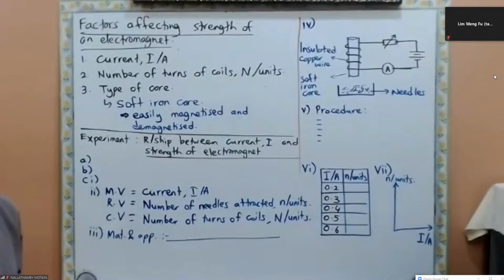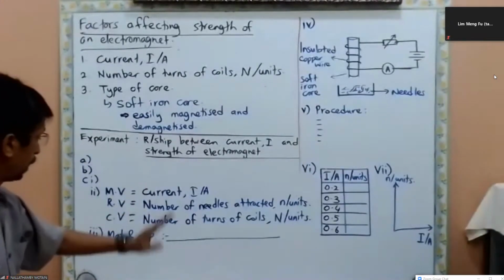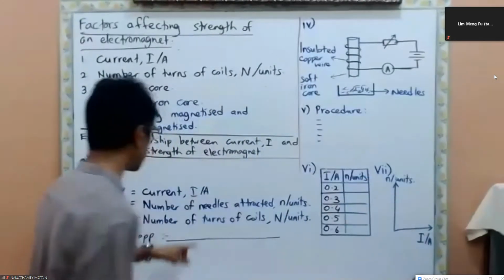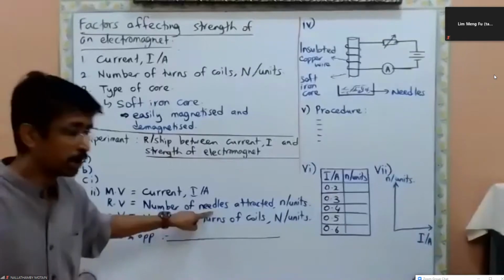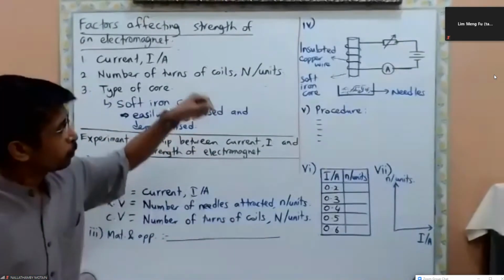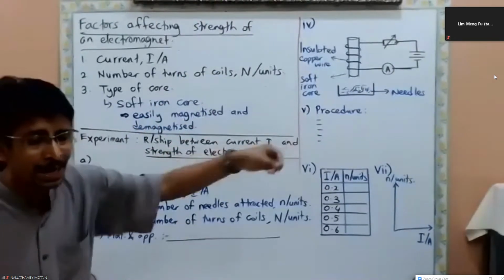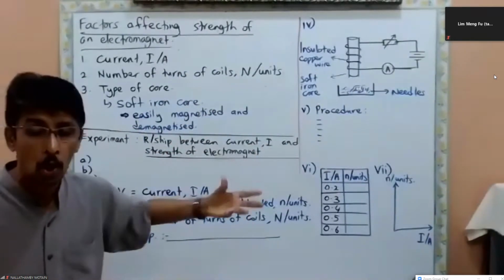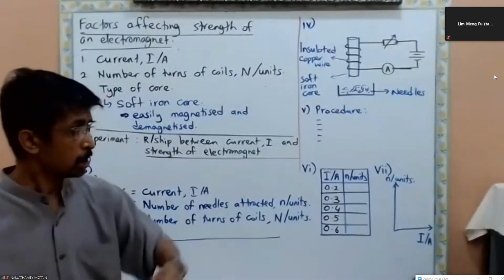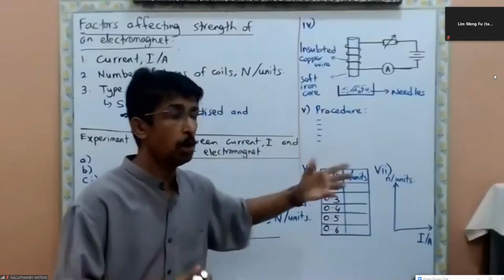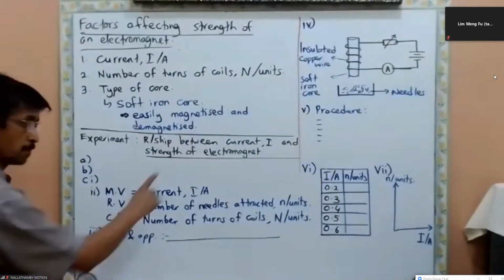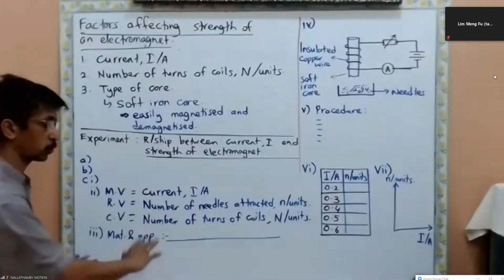Okay, done. Now remember here, when the number of needles or pins, or you can write thumbtacks or anything, the number of needles attracted becomes more, it shows what? The electromagnet getting stronger. When the number of needles attracted is more, it produces a stronger electromagnet. So we are not going to use the word strength of electromagnet all the while.